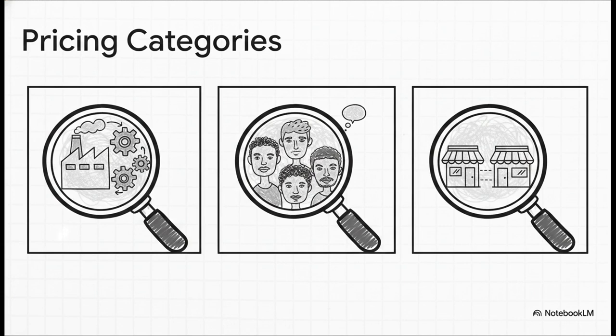We're looking at 3 primary methods here: cost-based pricing, demand-based pricing, and competition-based pricing. Cost-based looks strictly inward, at the company's own expenses. Demand-based looks directly at the customer's perceived value. And competition-based, well, that looks sideways at the rivals. Let's break each of these down.